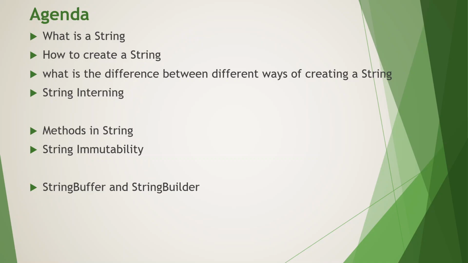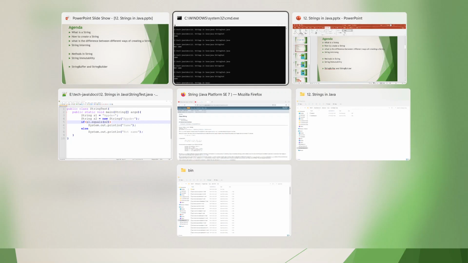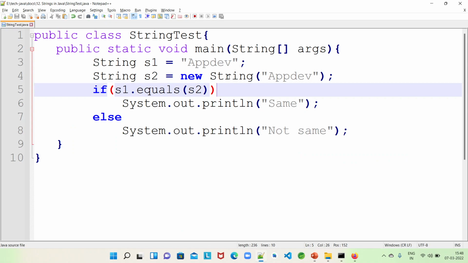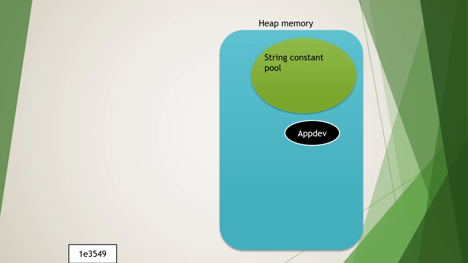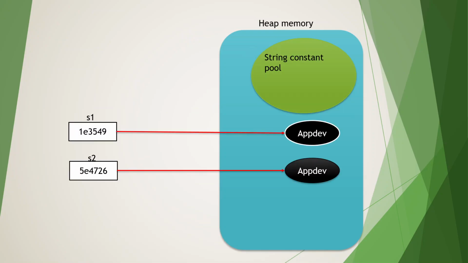Similarly, string interning means we have to store a string that is created by using the new keyword. If you want that to be stored in the string constant pool, then you have to use the string interning technique. Generally, when you use the new keyword with a string, it will be created in the heap memory. We have seen it with an example. When you use the new keyword, it will be created in the heap memory. But if you want that to be interned in the string constant pool, you have to use the string interning technique.